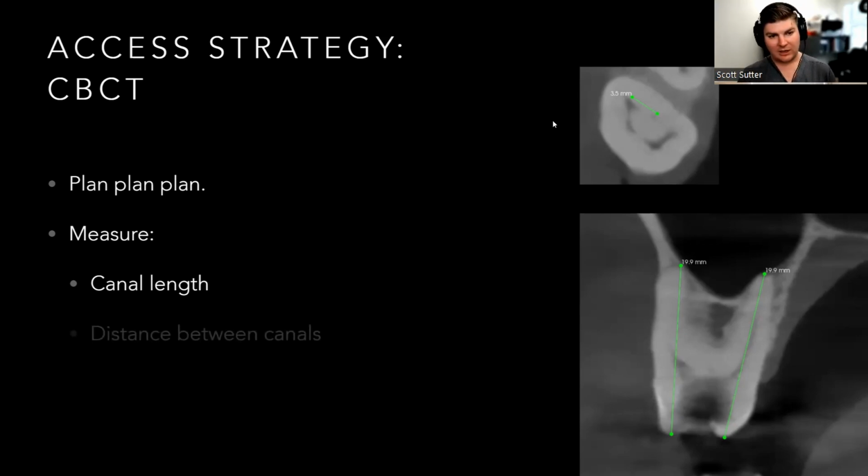Okay. Distance between canals is super huge as well. Can all of you, if you were working on a case right now and I told you, oh, it's 3.5 millimeters from MB1 to MB2, can you all visualize what that distance looks like roughly?